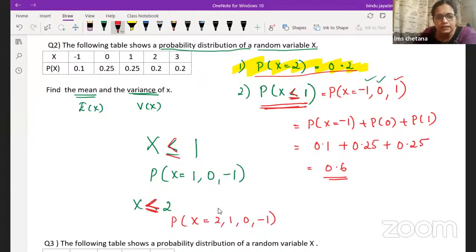Suppose x greater than or equal to 2. Then which values come? Equal to 2 will come. And more than 2, which number? 3. These two numbers. Is it clear now?